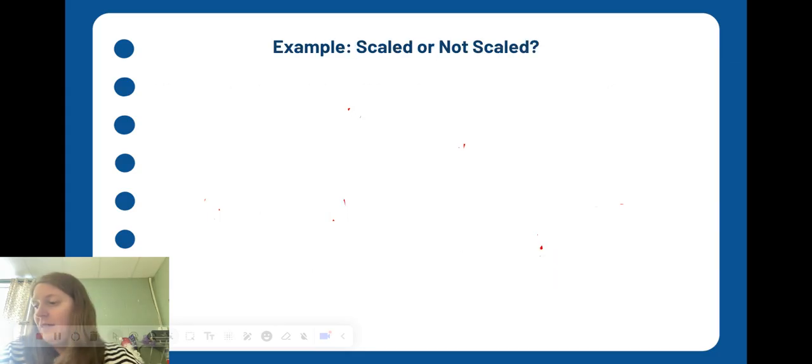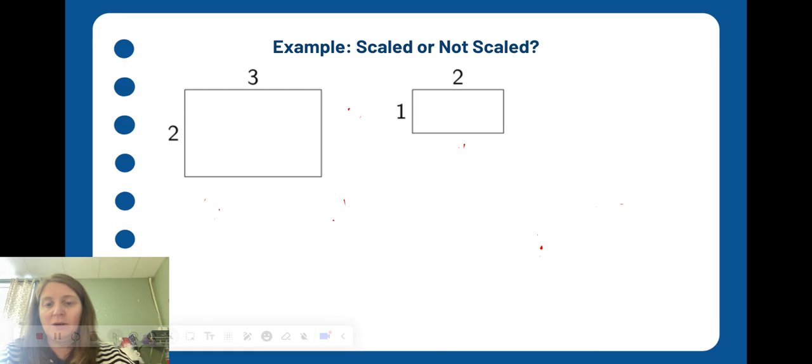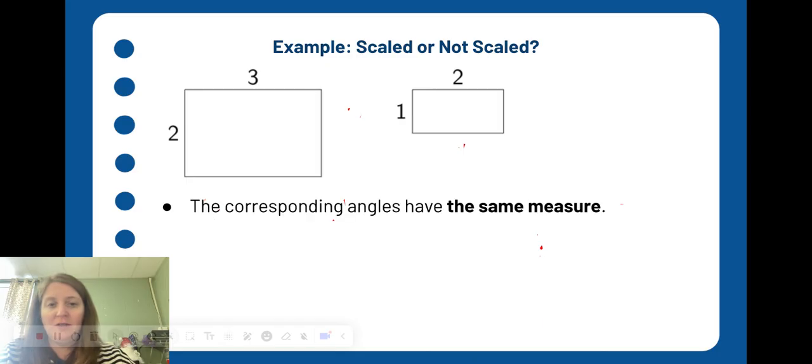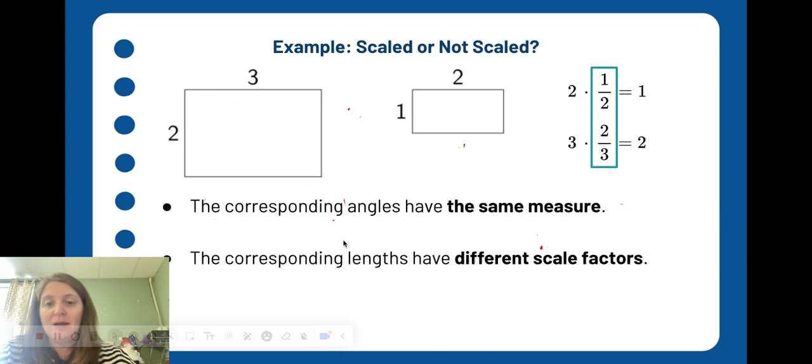Okay, go on to the next part, scaled or not scaled. So we are going to look at these two figures and we're going to see if they're scaled or not scaled. So in order to know if it's scaled, the corresponding angles have to have the same measure. Well, good news is the corresponding angles are the same because these are all 90 degrees because they're both rectangles. But the corresponding lengths have to have the same scale factor, and they don't.